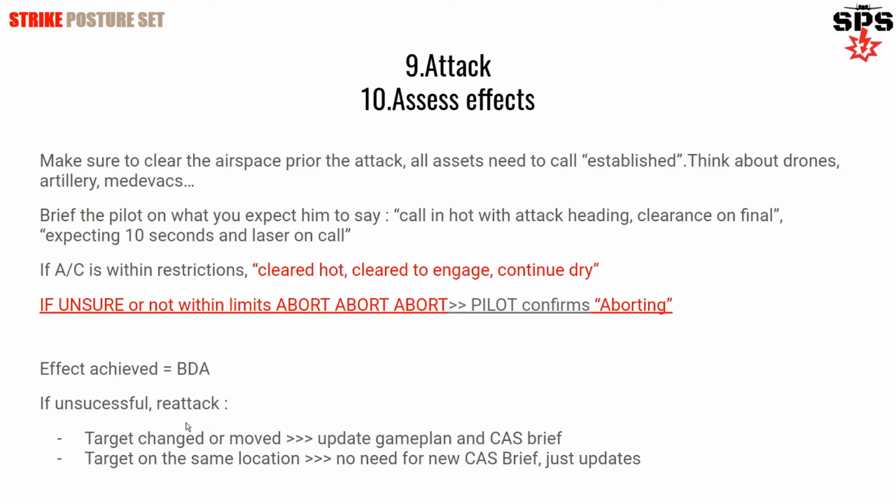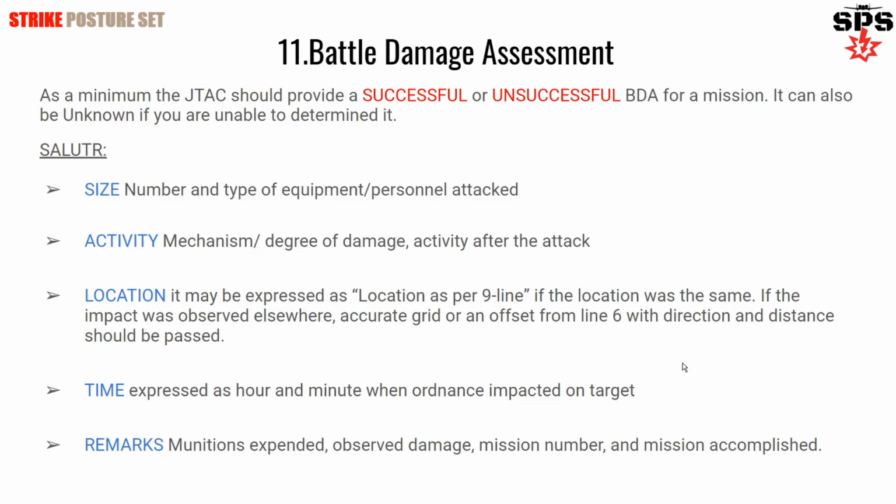If the target has changed or moved too far from the initial game plan and CAS brief, the JTAC will have to update you on that. Make sure you are still correlated to the proper target. And if the target is on the same location, that's a lot easier. No need for a new CAS brief, just maybe updates on new final ticketing or something, and you can go ahead and do another attack. Now battle damage assessment, which is step 11.